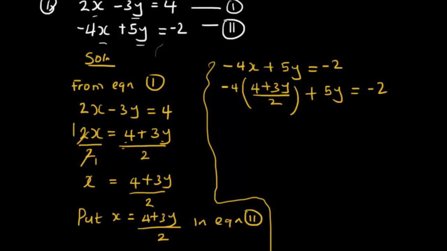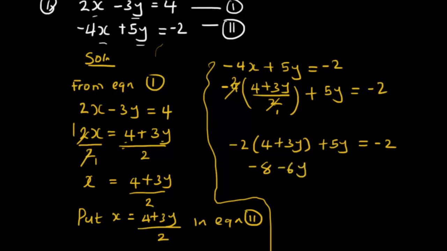I hope you understand it. Now 2 can go in 4. Now remember, bracket is the same thing as times. So I have 2 here 1, 2 here 2. So I'm having minus 2 into bracket 4 plus 3y, then we have plus 5y equals minus 2. Let's open this bracket. Minus 2 times 4 will give us minus 8. Minus 2 times plus 3y will give us minus 6y, plus 5y equals minus 2. Now we have minus 8, minus 6y plus 5y will give us minus y equals minus 2.